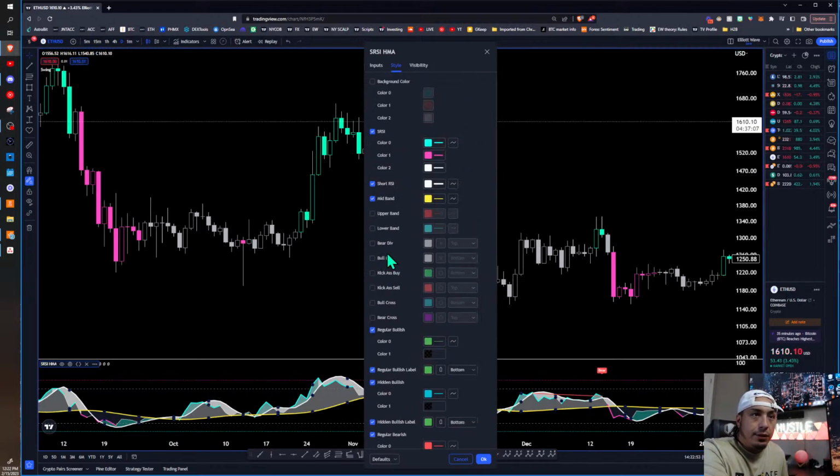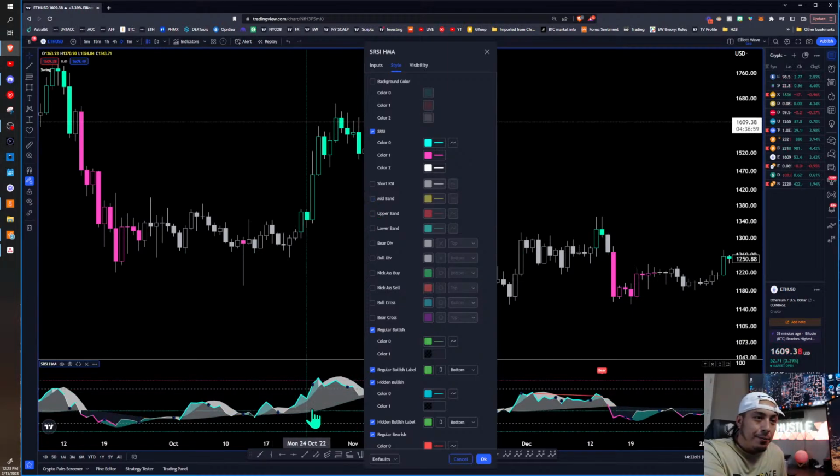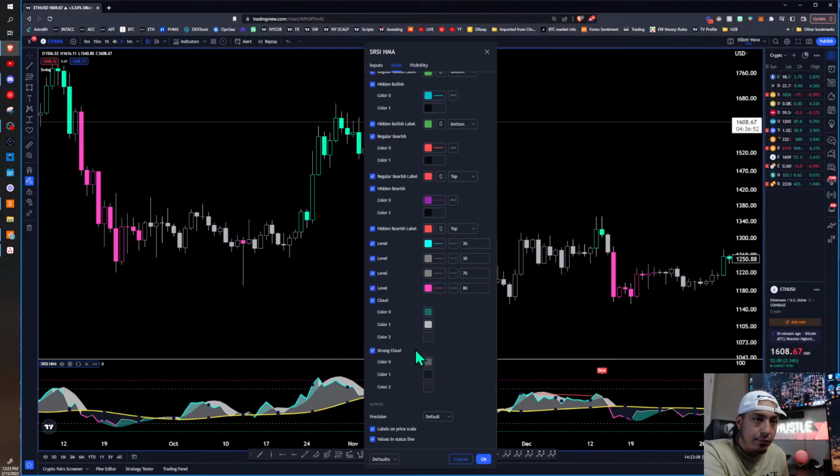So let's remove the short RSI because we don't really need that. You also don't really need the mid band if you can just trust the shaded areas, because they're basically doing the same thing. All these signals and labels do is tell you what kind of bearish divergence it is. Like this will tell you bear. If it's hidden bear, it'll pop up hidden bear.